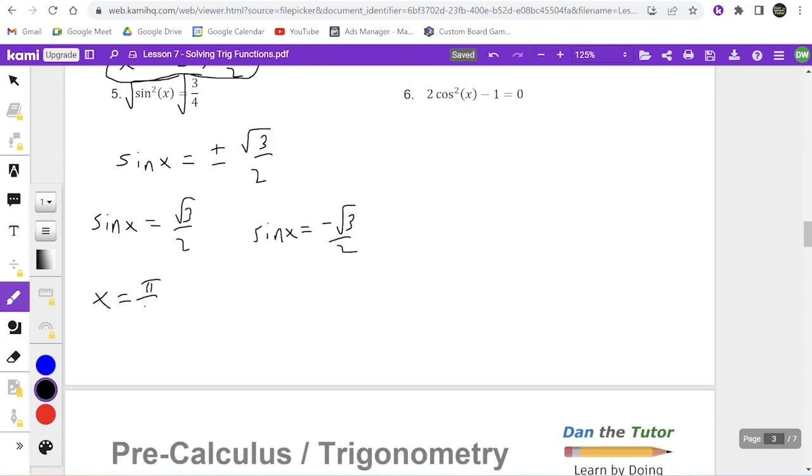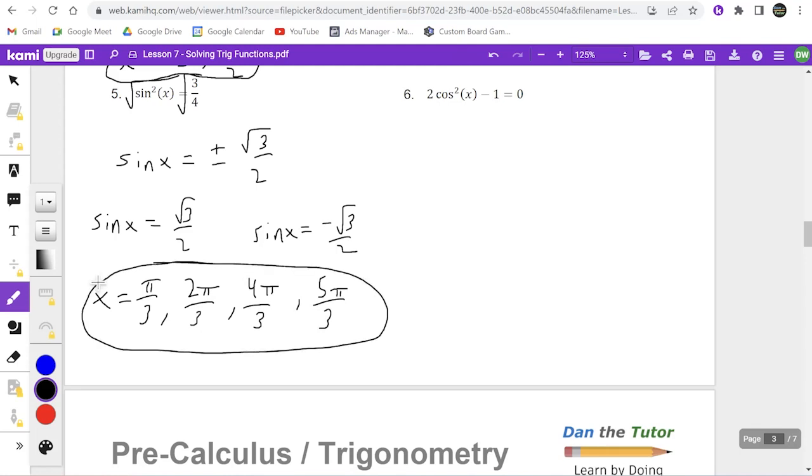X equals pi over 3, 2 pi over 3, 4 pi over 3, 5 pi over 3. And will I always get 4 answers when I have a square root? Not always, but a lot of times I will. And now we have number 6, last one on this page.